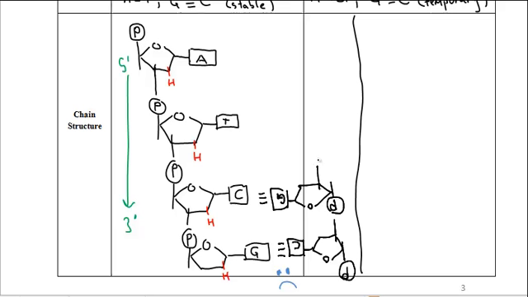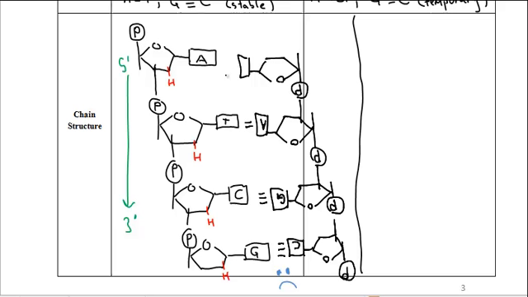Do the next one. What base are we going to complement the T with? That's right, A. How many bonds? 2's correct. One more. What's going to complement the A? T, correct. How many bonds?